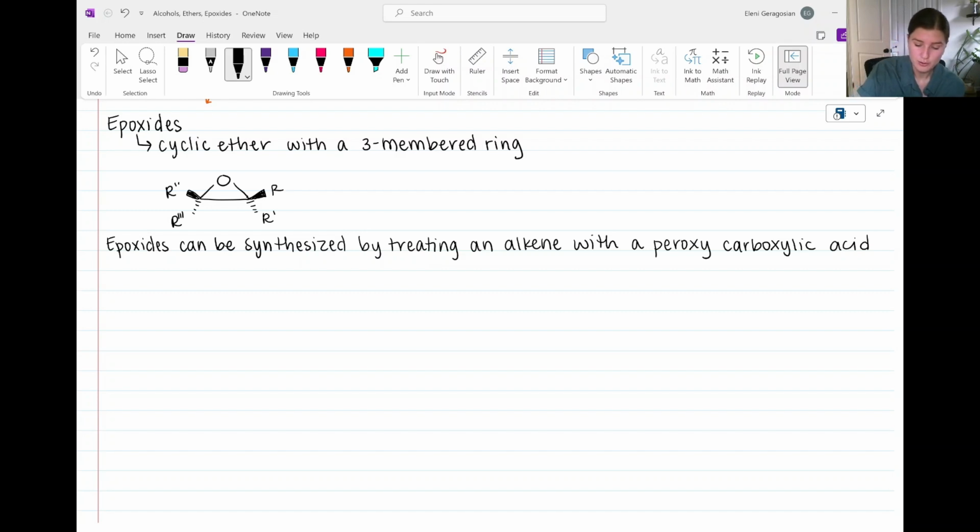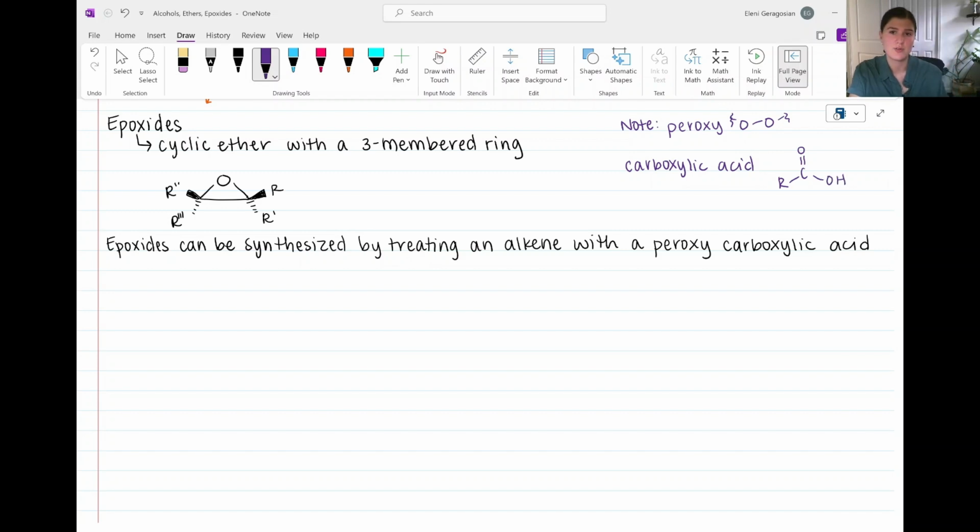So we've seen the functional group carboxylic acid. Let's write a little note over here. A peroxy is when we have 2 oxygens bonded to each other. Now they can be bonded to other things. 2 oxygens bonded to each other, we call that a peroxy group. A carboxylic acid is when we have a carbonyl. Carbonyl carbon is bonded to an OH group.